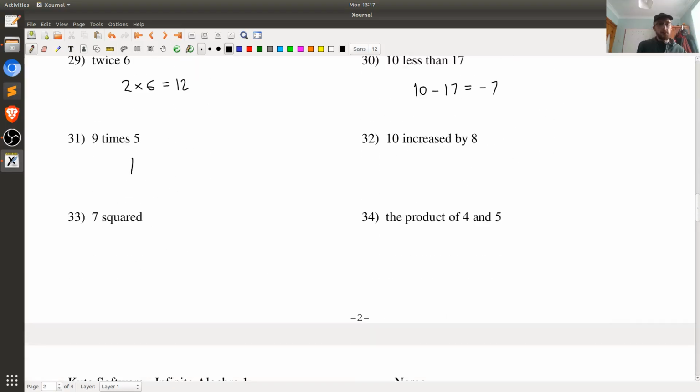9 times 5, we write 9, and then the multiplication symbol, and then 5. We do not write 9 and then the dot in the middle of the line and then 5, because it can be confused with 9.5. So here we would read aloud as 9 times 5, and the answer is of course 45. 10 increased by 8, just write 10 add 8 to obtain 18. 7 squared, that's 7 times 7, which is 49. And finally, the product of 4 and 5, just write 4 times 5 to obtain 20.